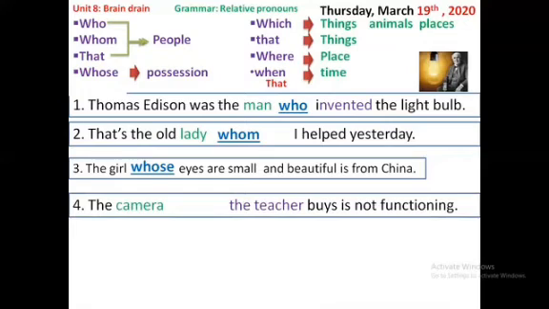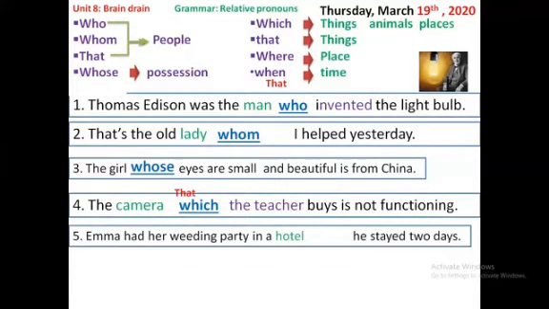Number 4, the camera the teacher buys is not functioning. Very good. Which? Why we say which? Because it refers to the camera. Camera is an object, is things, something, okay? Then I don't care about what follows since it refers to things, so automatically say which. It could be an animal, it could be an object, or it could be something. So we say which. We can also replace which with that. So that goes with people or refers to people, and also it refers to things. Camera is something, is thing.